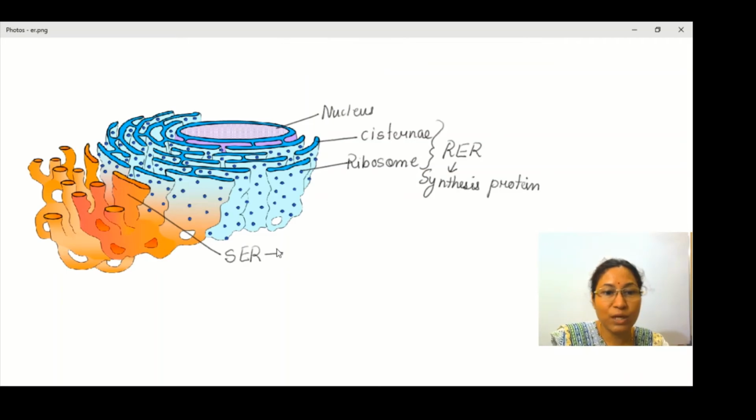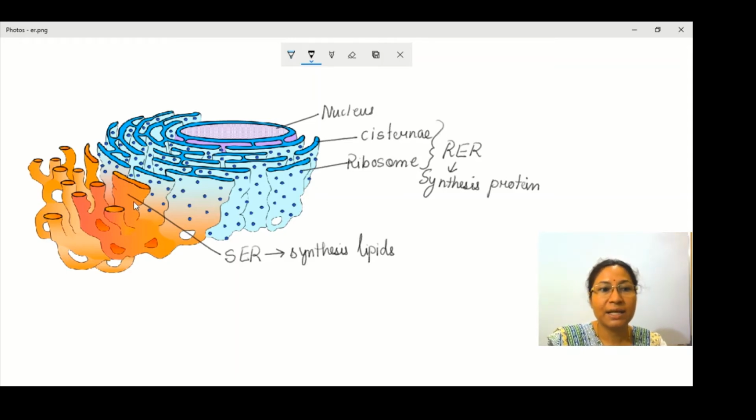And then the smooth endoplasmic reticulum, because it does not have ribosomes, appears smooth, and its main function will be synthesis of lipids or fats. Lipids means fats. So all kinds of lipids, fats, steroids, and certain steroid-based sex hormones like the male and female sex hormones, testosterone and estrogen, are produced from here. So hope, students, you have understood.